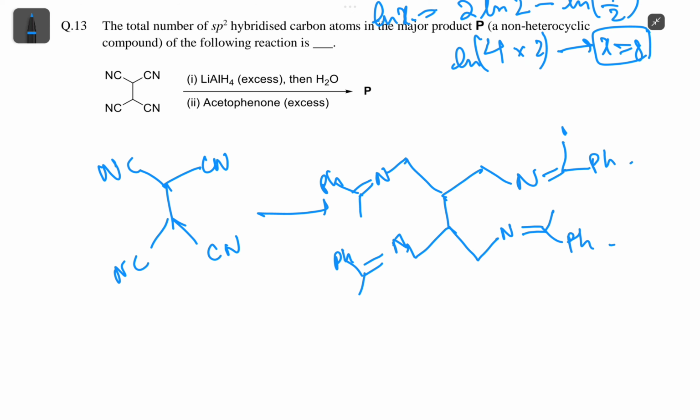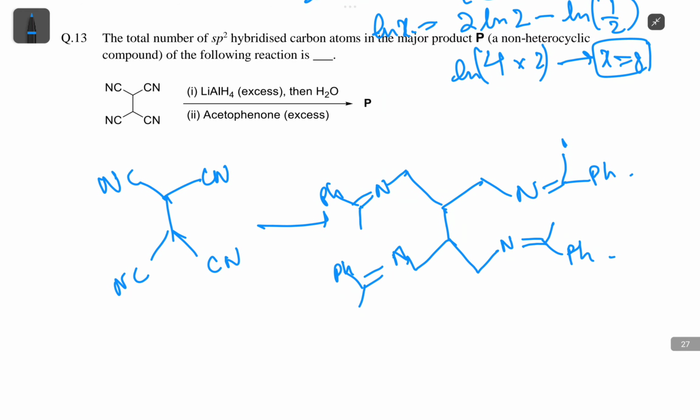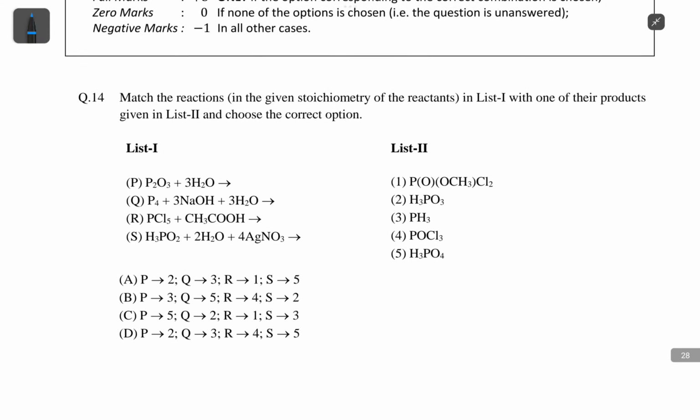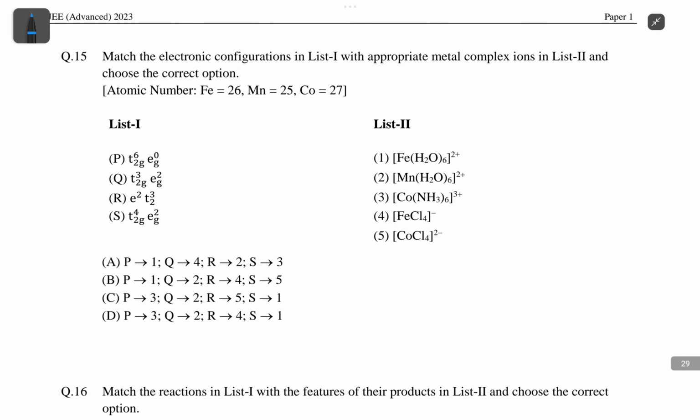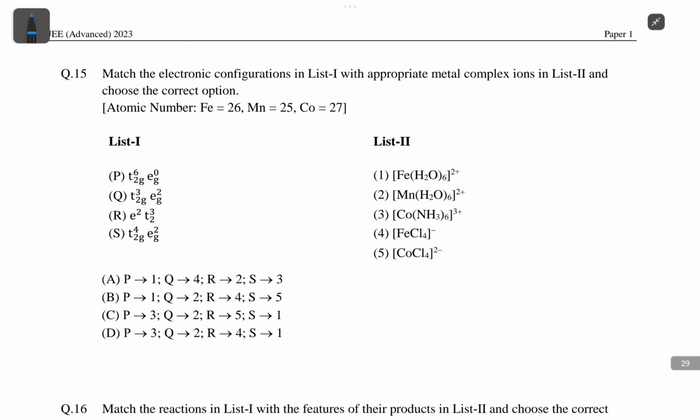Now you need to find sp2 hybridized carbons. So remember not to count the nitrogen. So 1 and then 6 here. So 7 times 4, 28. Okay, inorganic. Let's just leave it. Again inorganic. Okay, let's just do one. We can do one, right?